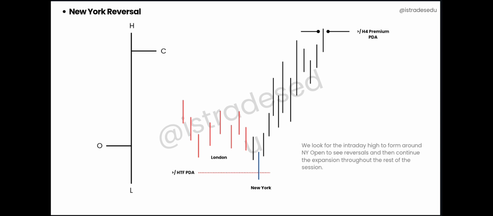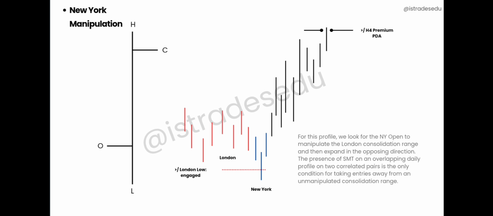Now the next, we have the New York reversal. The New York reversal is when the intraday high or low of the day forms during New York. So we want to see the intraday high form around New York open before we then see the reversal, which continues in the opposite direction throughout that session. So we could have something like this, manipulating this higher time frame PDRA during the New York session before it begins to expand.